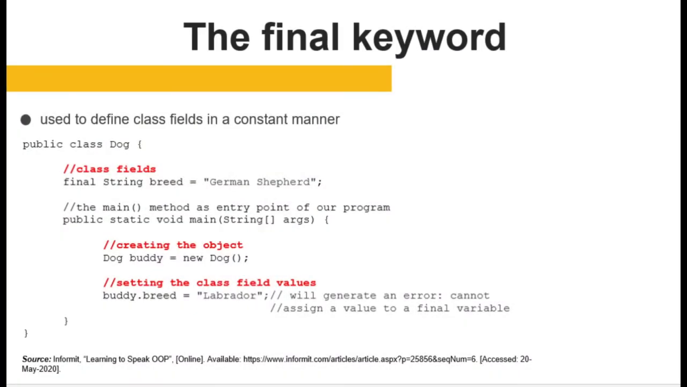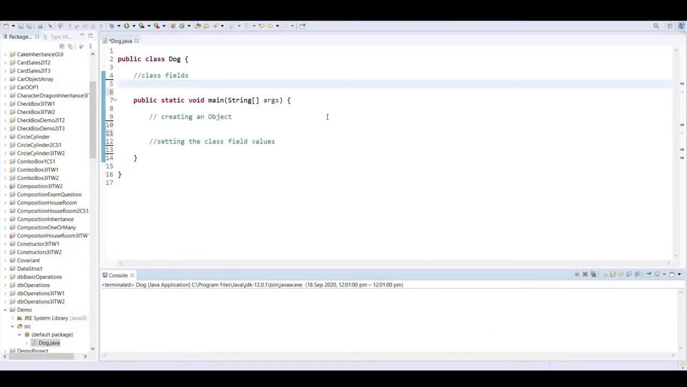The final keyword. The final keyword is used to define class fields in a constant manner, meaning the class field will not be changeable. In Java, constant class fields and variables can be achieved by defining the class field with the final keyword. The code given shows how to use it. Setting the value of the breed class field after declaring and initializing it is not possible since it is declared final. The final keyword is useful when you want a variable to always store the same value, like pi, equivalent to 3.14159.